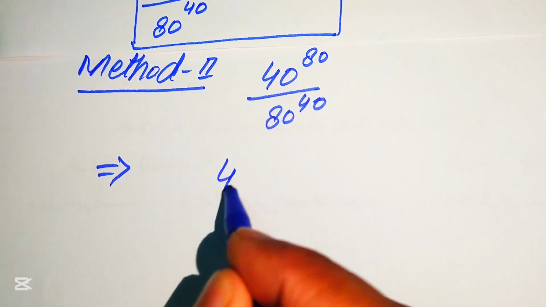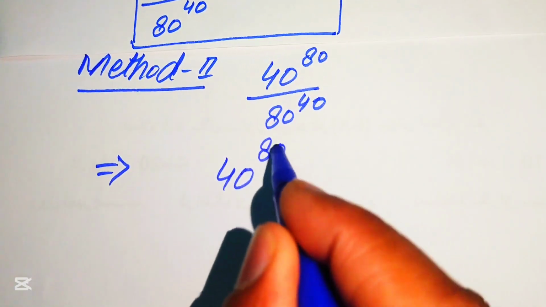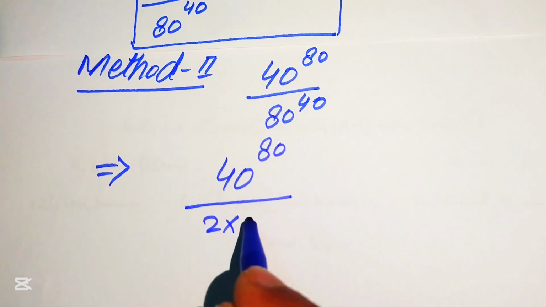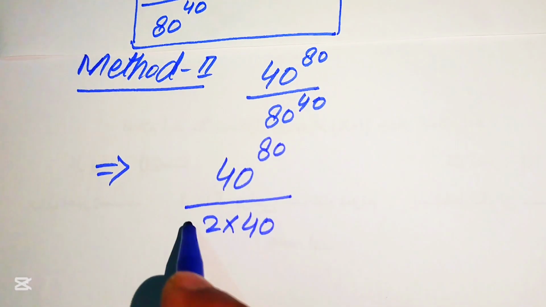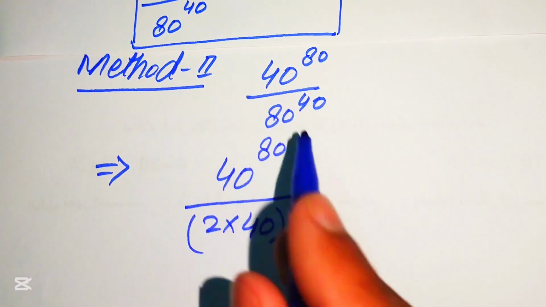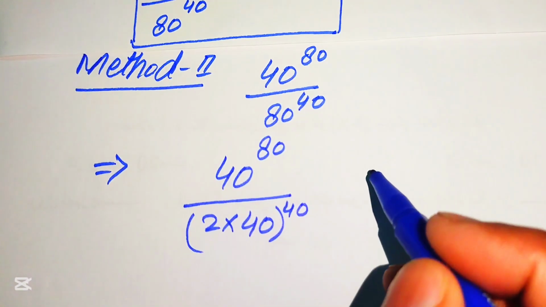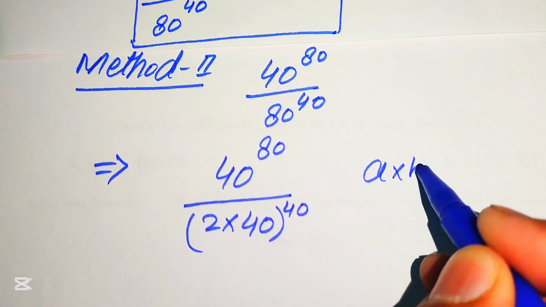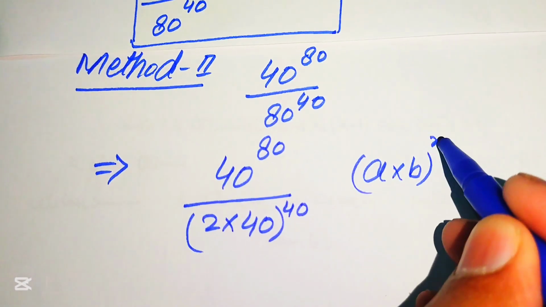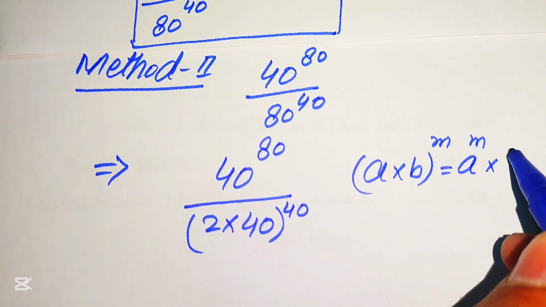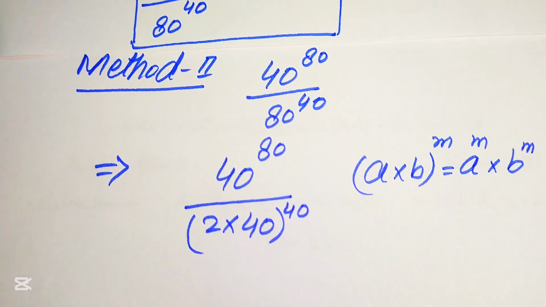So we rewrite it as 40 to the power of 80 divided by 80, and we write this 80 as 2 times 40. 2 times 40 becomes this 80, and its exponent is 40. So here we use this exponent law: if we have a multiplied by b and its exponent is m, we write it as a to the power of m multiplied by b to the power of m.